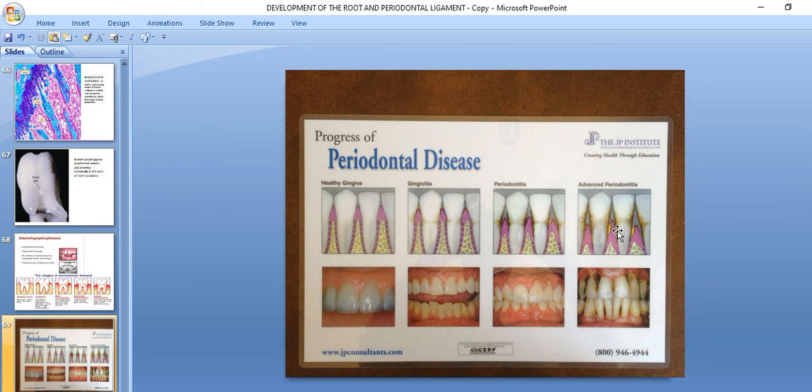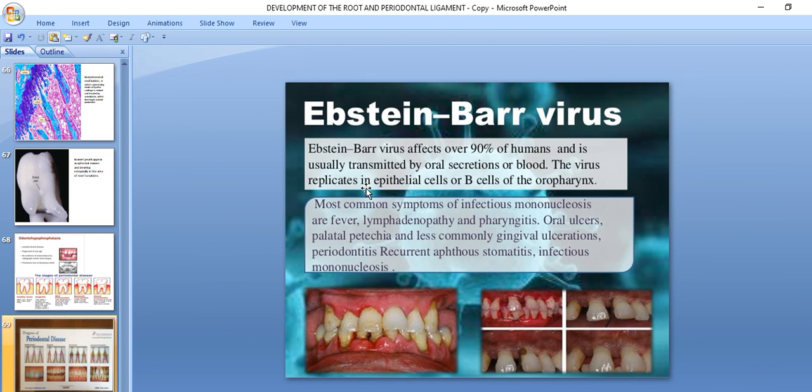Such a process leads to the formation of periodontal pockets, allowing for the accumulation of more plaque, and a vicious circle is established. The loss of attachment tissue may expose the root in the mouth, and with increasing mobility, the tooth may eventually be lost. And here is also the Epstein-Barr virus, which affects over 90% of humans and is usually transmitted by oral secretions or blood, and the virus replicates in epithelial cells or B cells of the oropharynx.